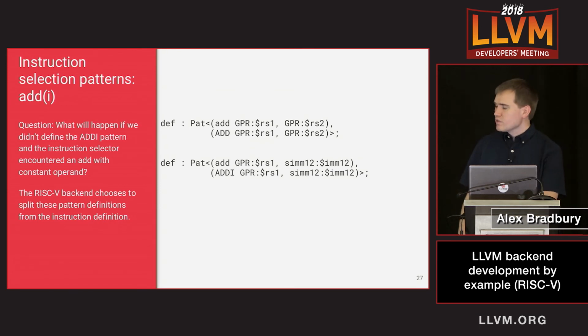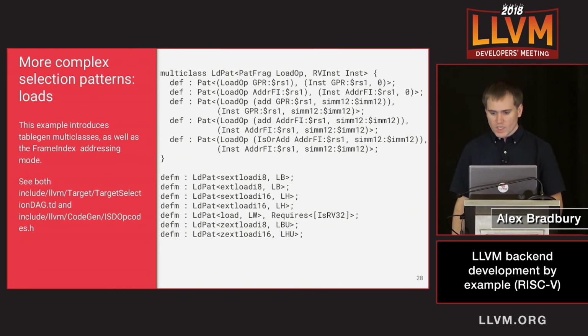Right, so using patterns like this, you can basically support all of the register or register-immediate ALU operations in RISC-V, or really any target, in a pretty straightforward fashion. But then there are other instruction forms which are more complex to support.